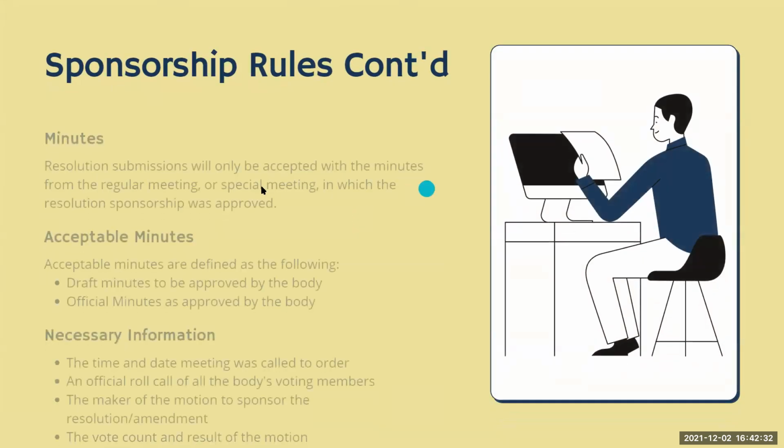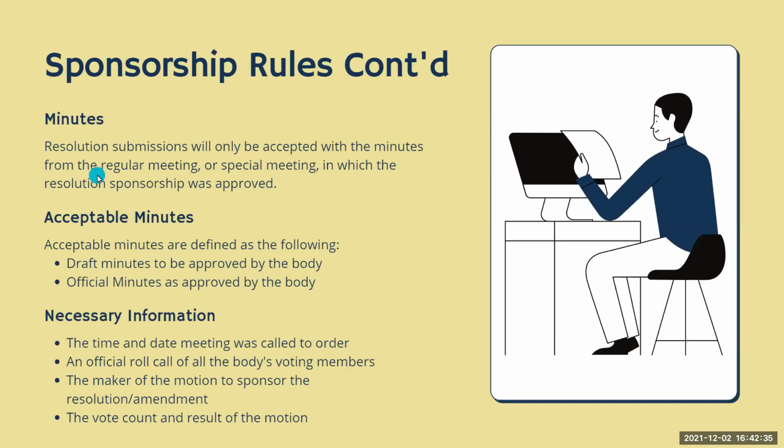So, some more sponsorship rules. Minutes. Resolution submissions will only be accepted with the minutes from the regular meeting or special meeting in which the resolution sponsorship was approved. This is the SSCCC's way of verifying that this specific body did indeed sponsor your resolution. If you don't have them, we can't accept your resolution because we can't verify if it was sponsored by this body. We need that in order just for legitimacy and other transparency issues. But acceptable minutes: you can't just put forward any minutes. Acceptable minutes are defined as the following: draft minutes to be approved by the body or official minutes as approved by the body.